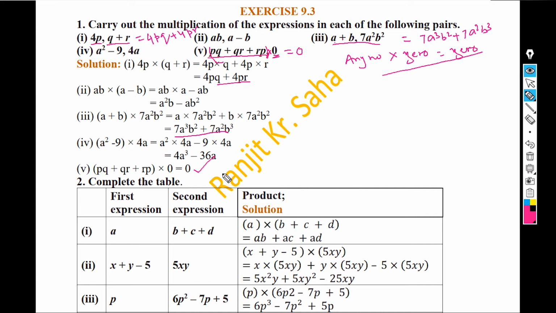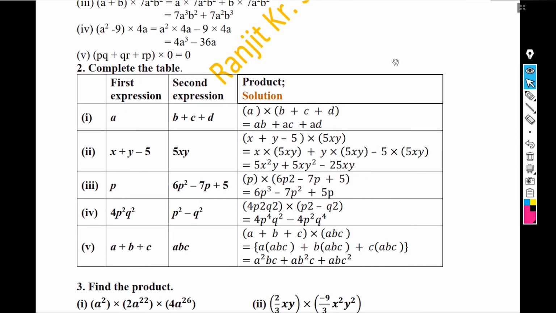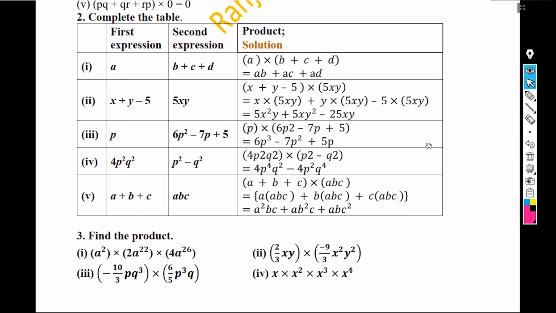Now students, in the question number 2, there is a table given, and after the table you have to find the product. In first column you have the expressions. In first case monomial, in second case trinomial, third case monomial, trinomial. Here it is trinomial, it is monomial, it is trinomial, it is binomial, it is monomial. These multiplications are again quite easy.